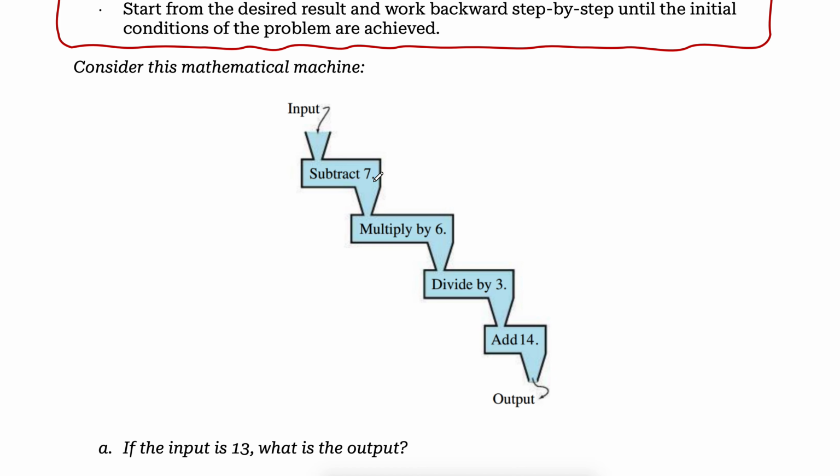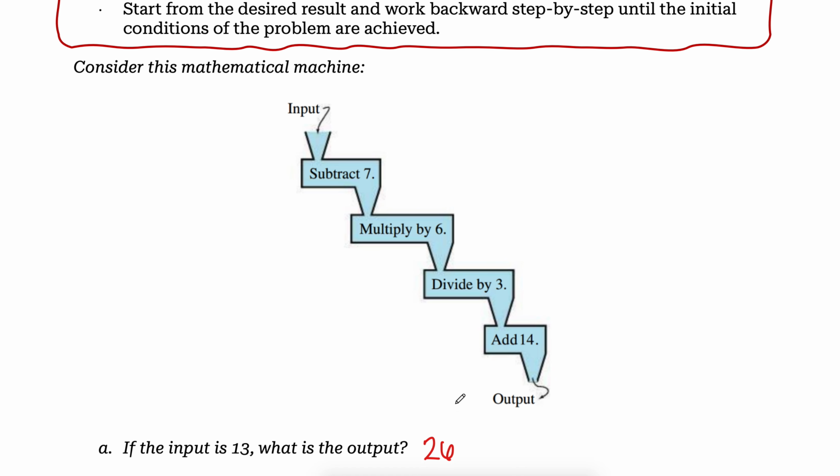So 13 minus 7 is 6. 6 times 6 is 36. 36 divided by 3 is 12. And then finally, 12 plus 14 is 26. So the output here would be 26.